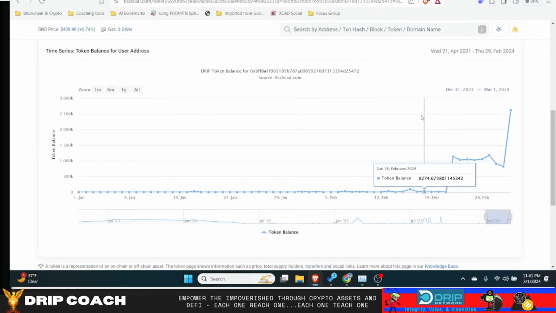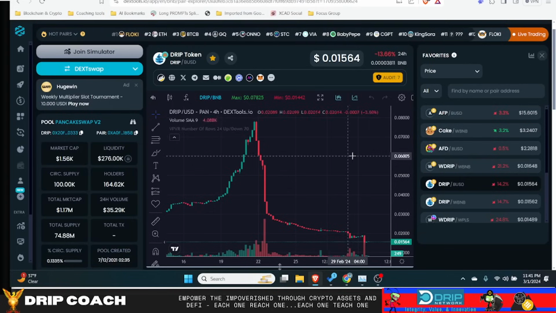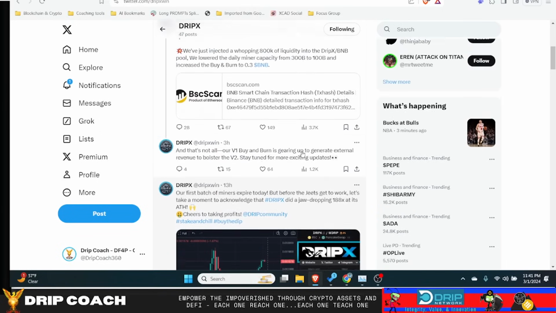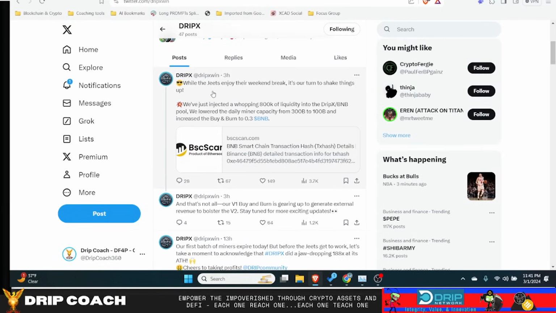So deflation and drip burning and getting locked up doesn't do anything in the short term, because, go back to my video, we still need liquidity. So even though we're locking up tokens, what's important is adding liquidity to drip and the utilities within drip, which brings us to DripX. So let's head over here. Here is an update of what they've done.